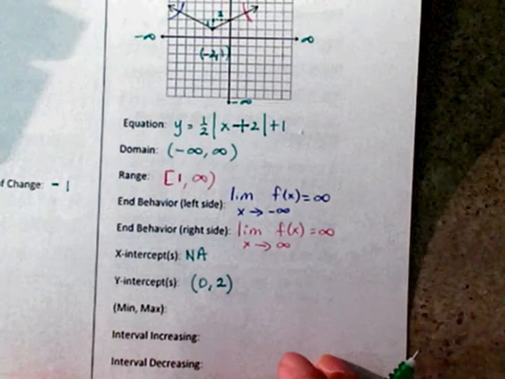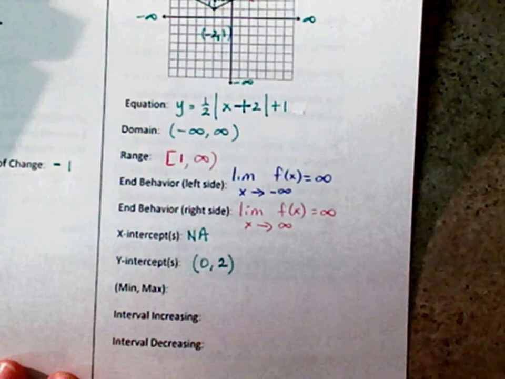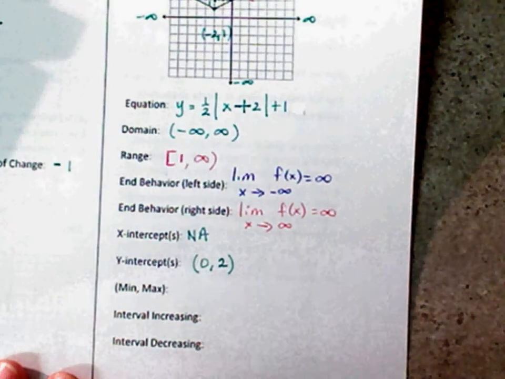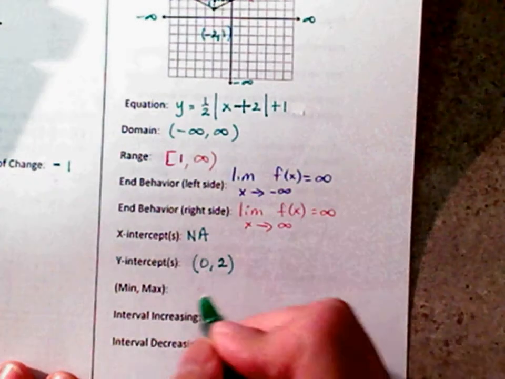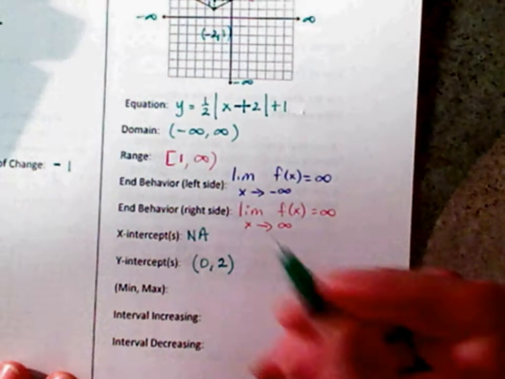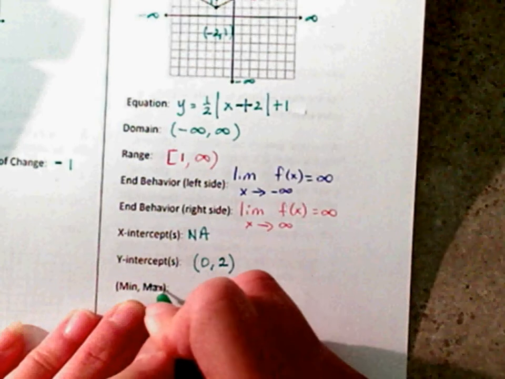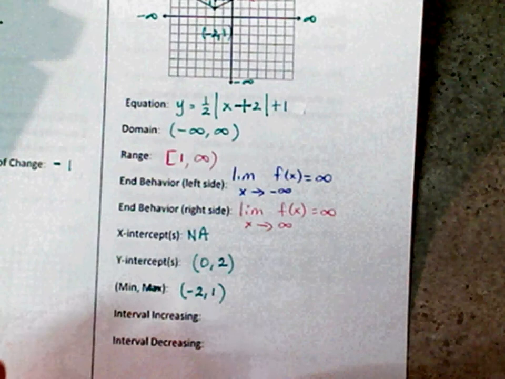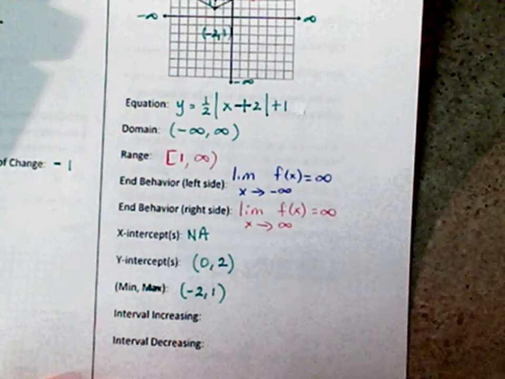Your minimum and your maximum. Well, you have a minimum, but you really don't have a maximum, okay? So, if you want, your minimum is at negative 2, 1, but you don't have a maximum. So mark off minimum, and you can put negative 2, 1, okay? But no max, because max is forever. Goes to infinity.